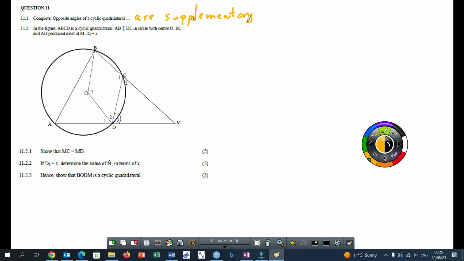Or you can say add up to what? 180 degrees. So the opposite angles of a cyclic quad are supplementary, or you can say they add up to 180 degrees. All right, let's come to this question now.